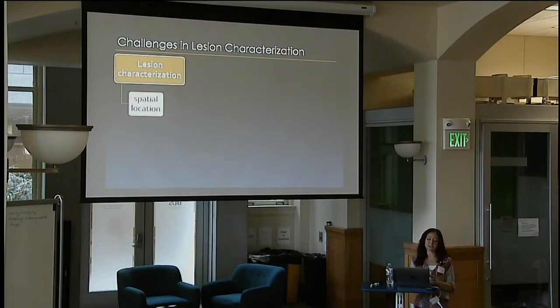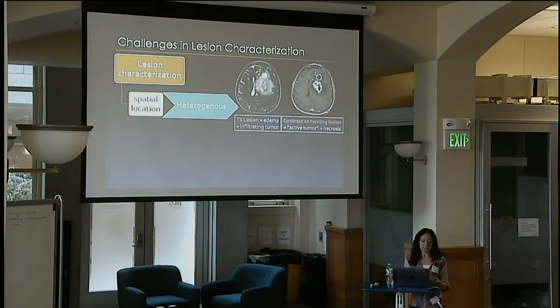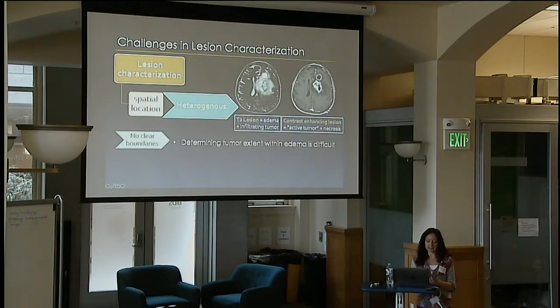So the first challenge with lesion characterization is that spatially these lesions are very heterogeneous. You can see from just standard anatomical imaging that is used clinically, you have here a T2 lesion that is very heterogeneous and contains edema plus infiltrating tumor. And it's impossible to know from this image where one ends and one begins. Then there's also what's known as the active tumor, which is the area where there's contrast enhancement in this T1 weighted image after you inject contrast. So there are no clear boundaries, so determining the tumor extent is difficult.